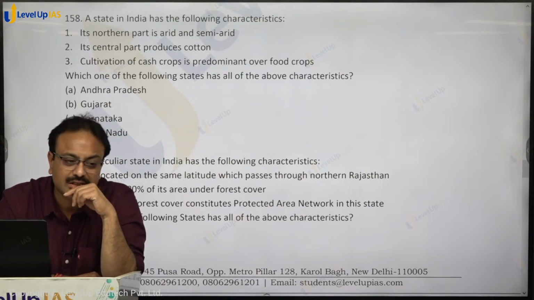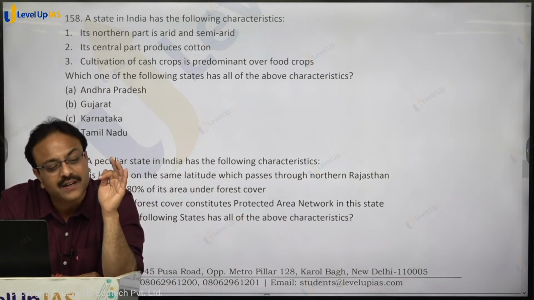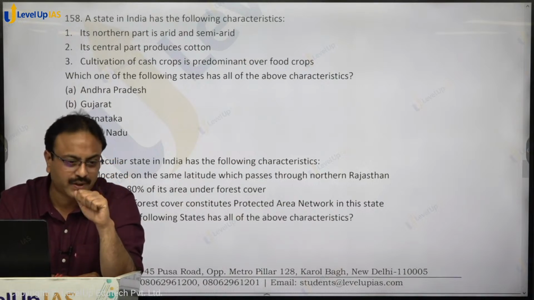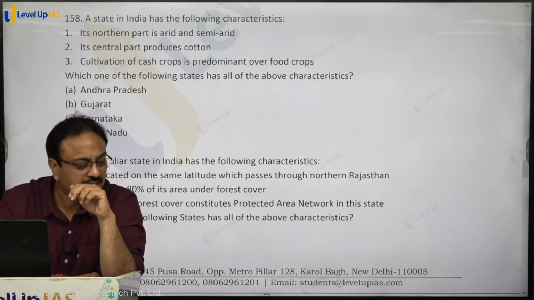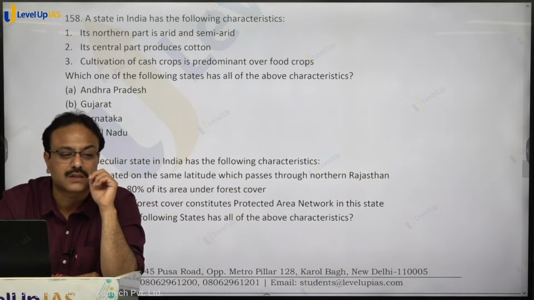Yes, okay, UPSC has also said that, and even the professors who are teaching geography, even the Delhi University professors, have also said that it should be the correct answer.